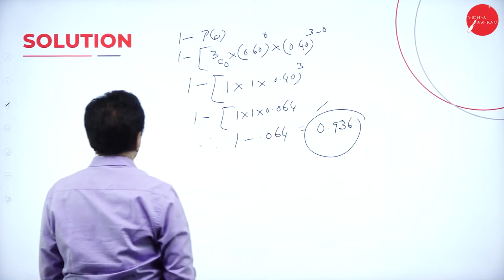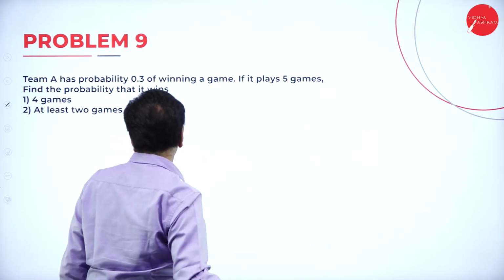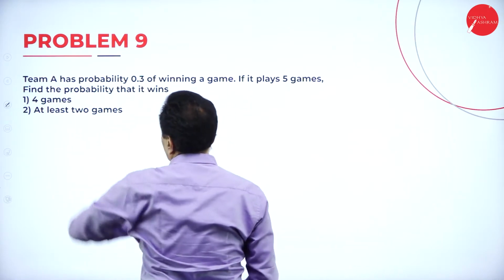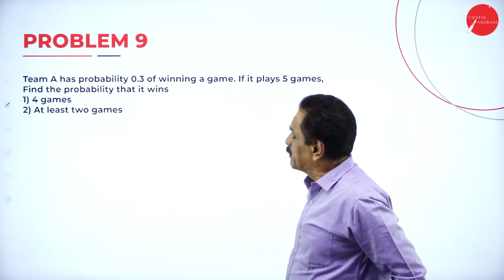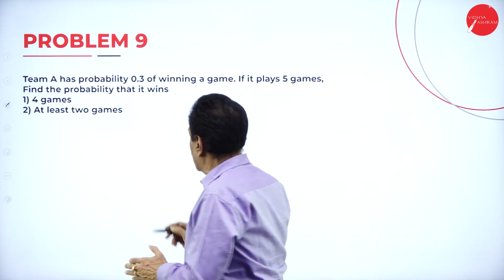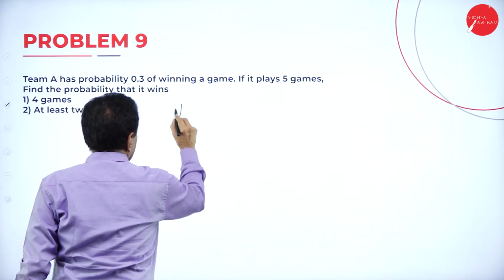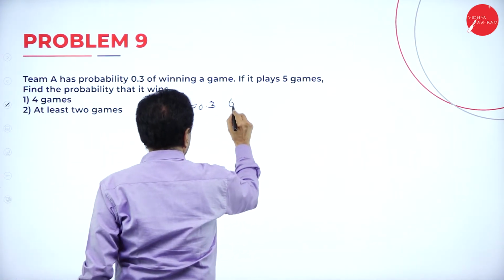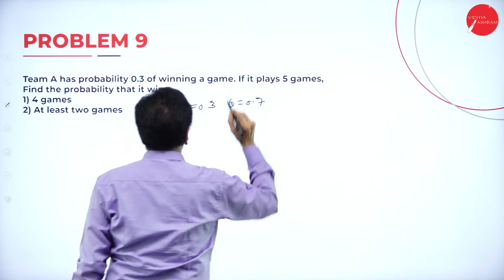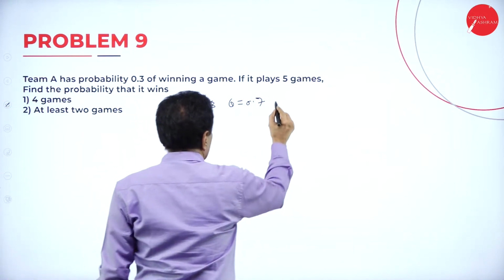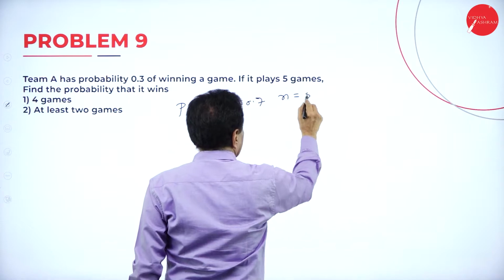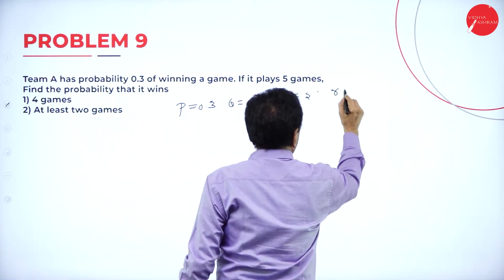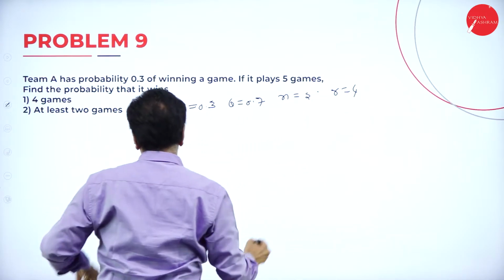Next. Team A has probability of 0.3 of winning a game. It plays 5 games. Find the probability that between 4 games, at least 2 games. Here given p is equal to 0.3. Remaining q is equal to 0.7. Then number of games n is equal to 5. So how many selection? r is equal to 4. First selection, 4 games.